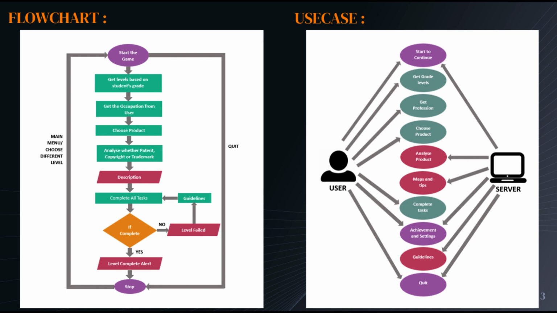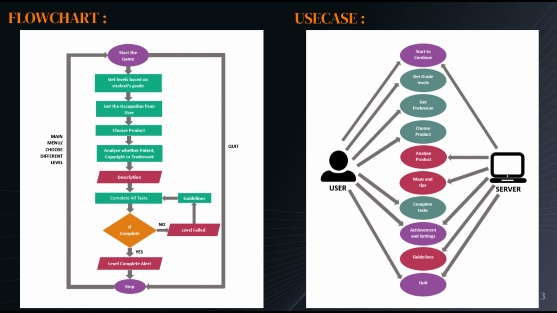Initially, after starting the game, the student chooses the difficulty level based on their grades and proceeds to choose the occupation along with the product to be created. The corresponding tasks are given with respect to their domain. The task description provides information about the task. If all tasks are completed, then a level accomplished alert is displayed, else a level failed alert message along with guidelines is displayed. The use case flow shows which tasks are handled by the user and the system.